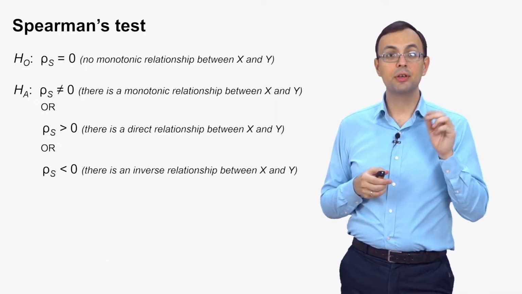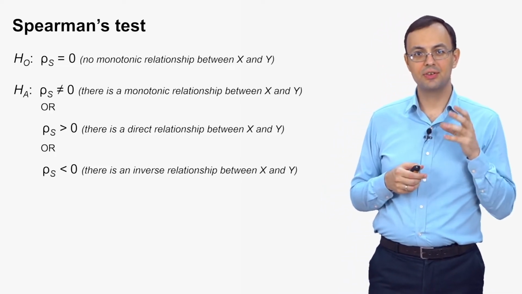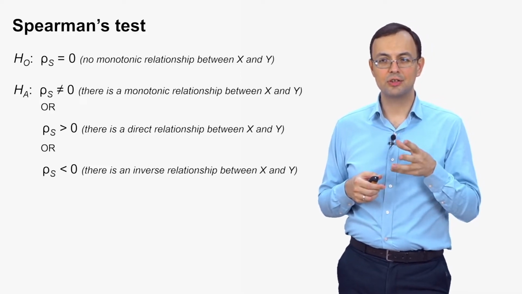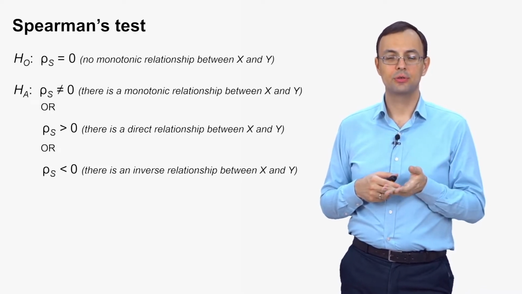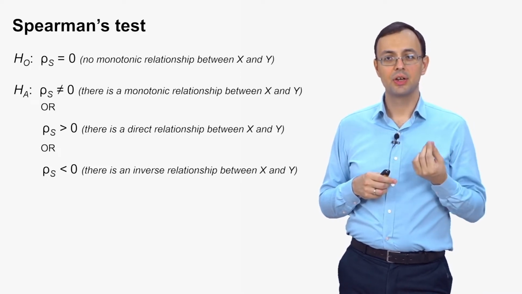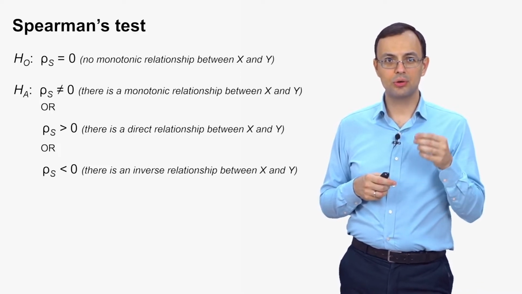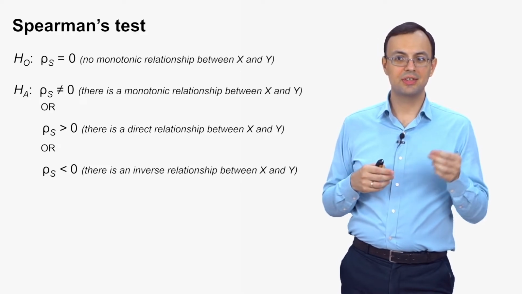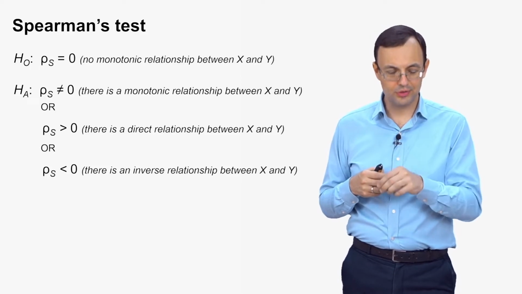And there is also a theoretical one, and sometimes we want to test the hypothesis that the theoretical Spearman's coefficient is 0. This means that there is no monotonic relationship between x and y, against one of the alternative hypotheses. You are to choose just one of these three: either rho not equal to 0, or rho greater than 0, or rho less than 0. So this means that there is a monotonic relationship, that there is a direct monotonic relationship, and that there is an inverse monotonic relationship.